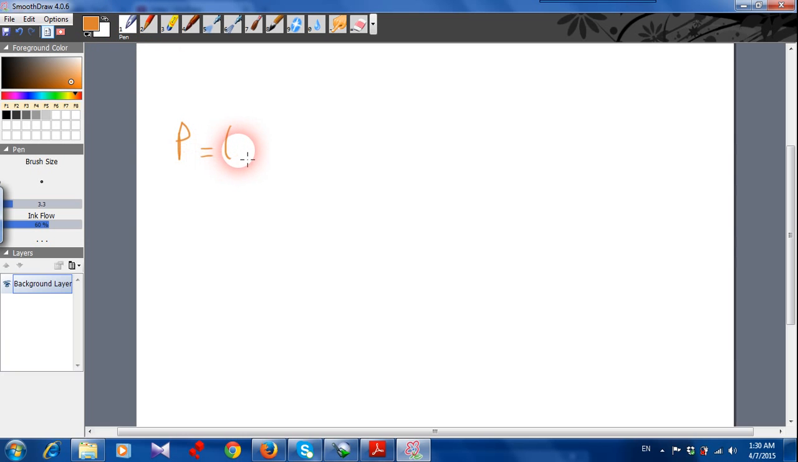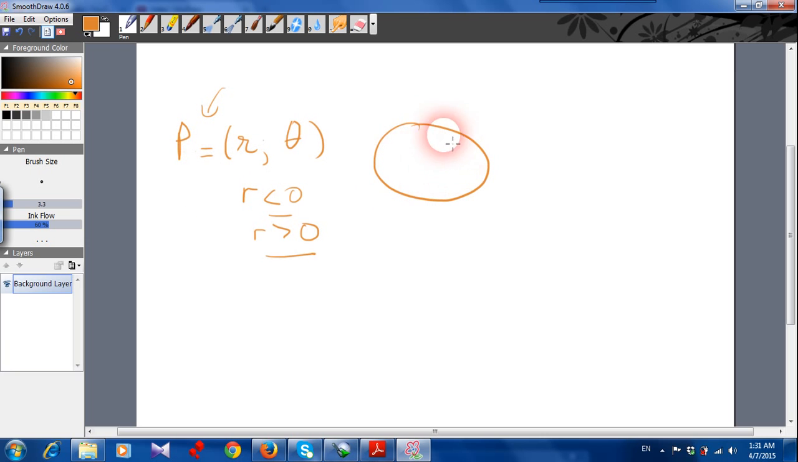P is (r, theta). We know about it from class, and I want to emphasize the cases when r is positive and when r is negative, and how to plot the point on the polar coordinate.